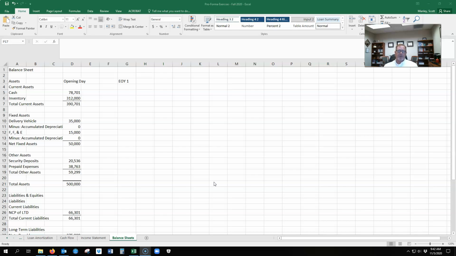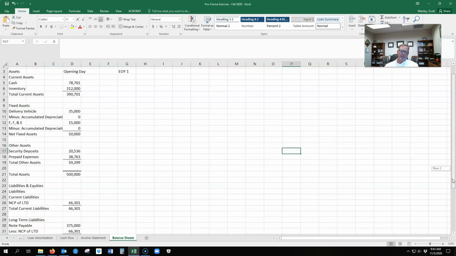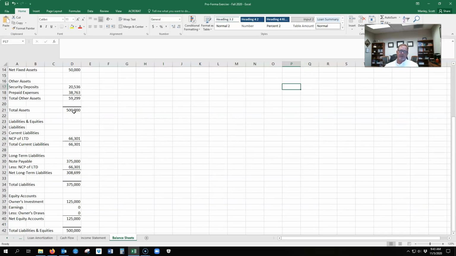Okay, gang, so I hope to make this a really quick video. It's not going to take us but just a minute to get our values for our end of year one balance sheet. As you noticed at the end of that long video yesterday, the balance sheet is going to balance. Your total assets will equal your total liabilities plus equities.